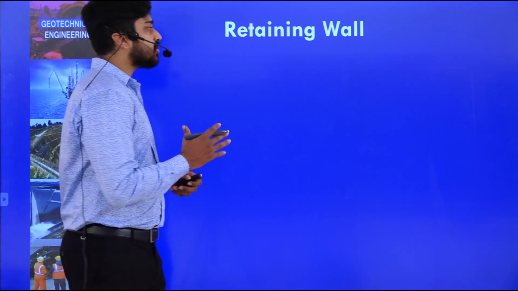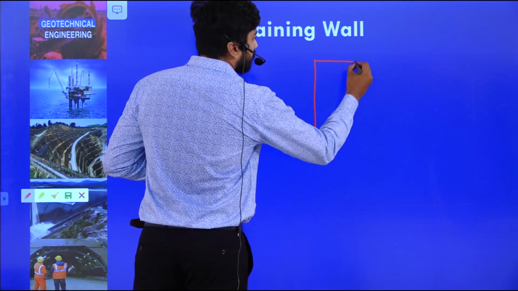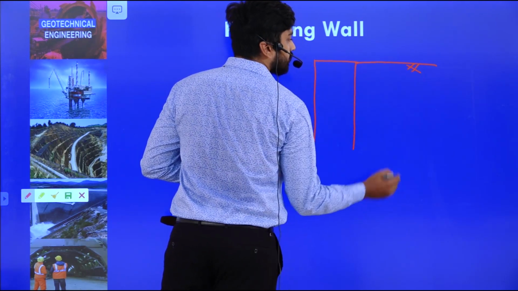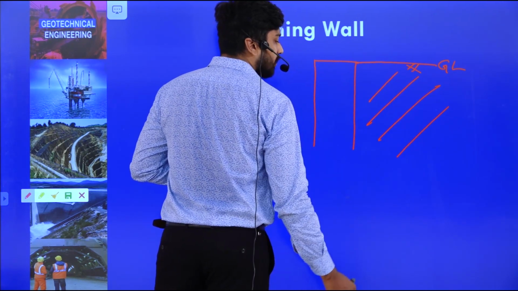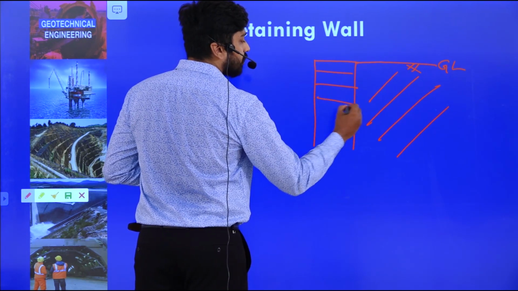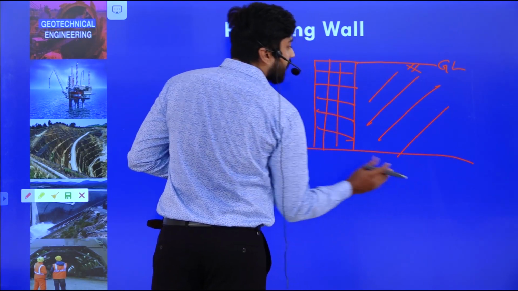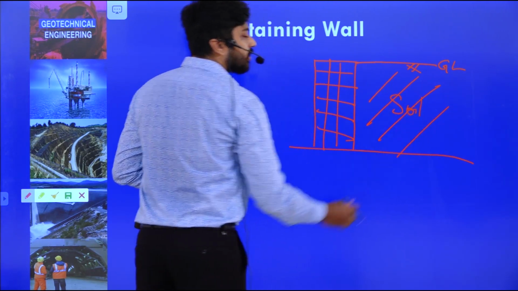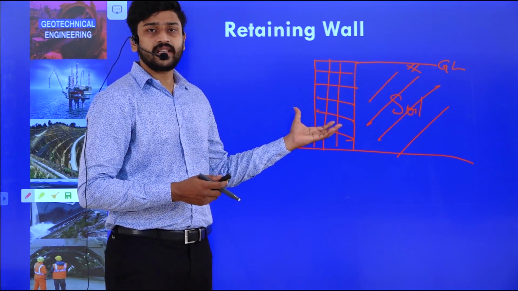Now let us look at the diagram. Let us say this is a vertical wall, and here there is some soil. This is the ground level, and let us say this entire region is soil. This is a retaining wall, and it is trying to resist this soil. So any structure that is trying to resist the soil is nothing but a retaining wall.